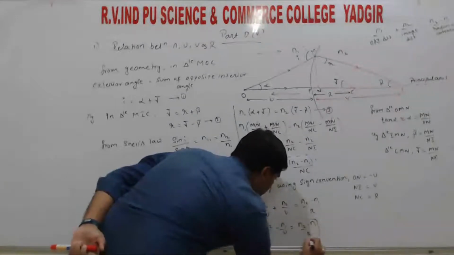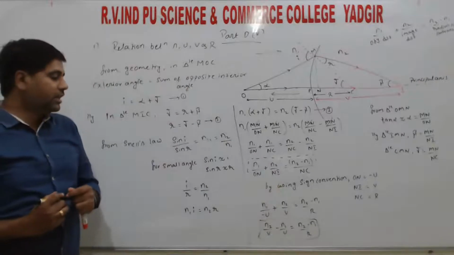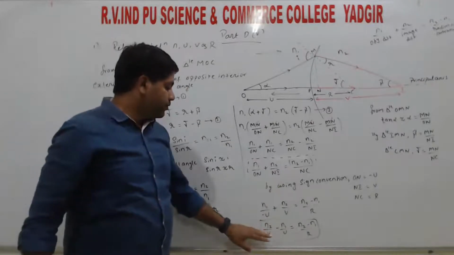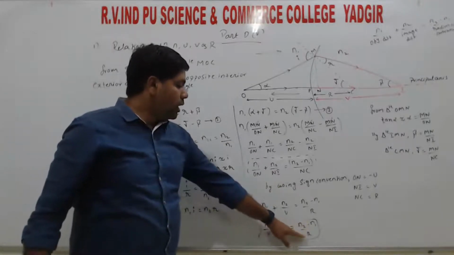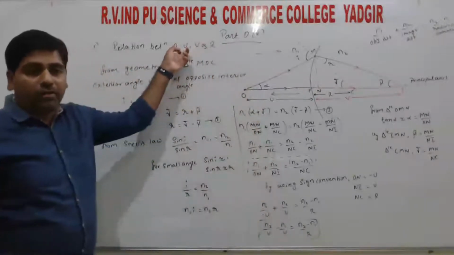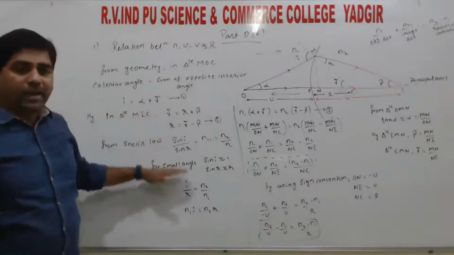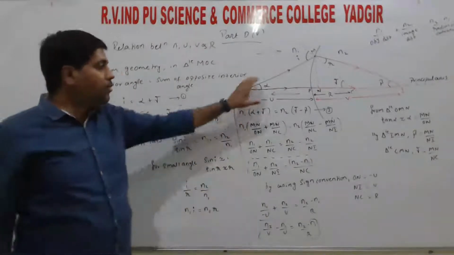So this one is the final expression, that is the relation between n, u and r. So n here means both n1 and n2 come in. So that is the relation. So the mathematical steps are many, but the diagram is very important.